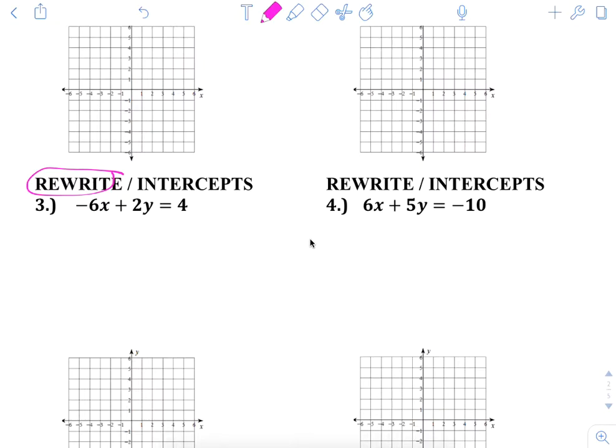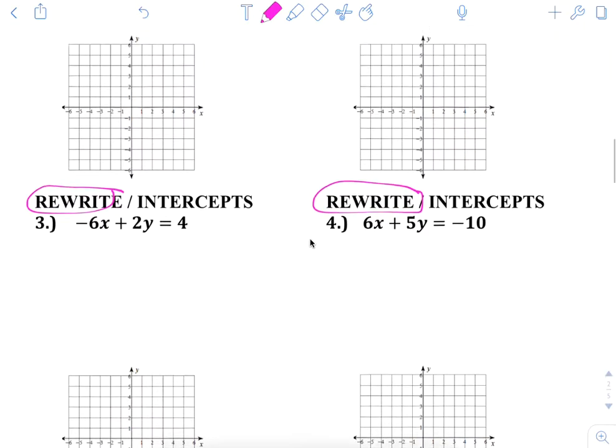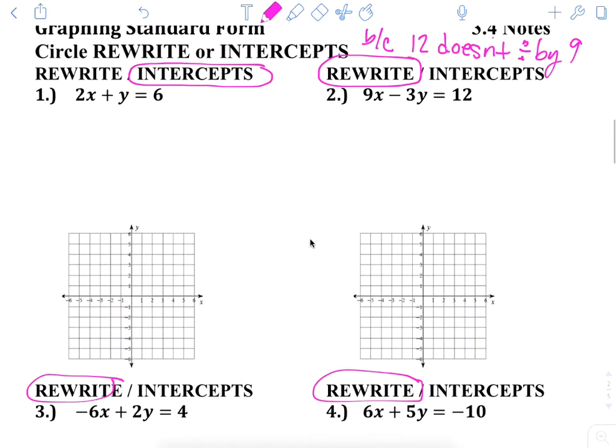Let's try number 4. Can I do 10 divided by 5? Yes. Can I do 10 divided by 6? No. So on that problem, I'm going to rewrite again. 10's not divisible by 6. I'm going to have to rewrite. We don't know what rewrite is yet. I'm going to show you. But that's the check for intercepts.